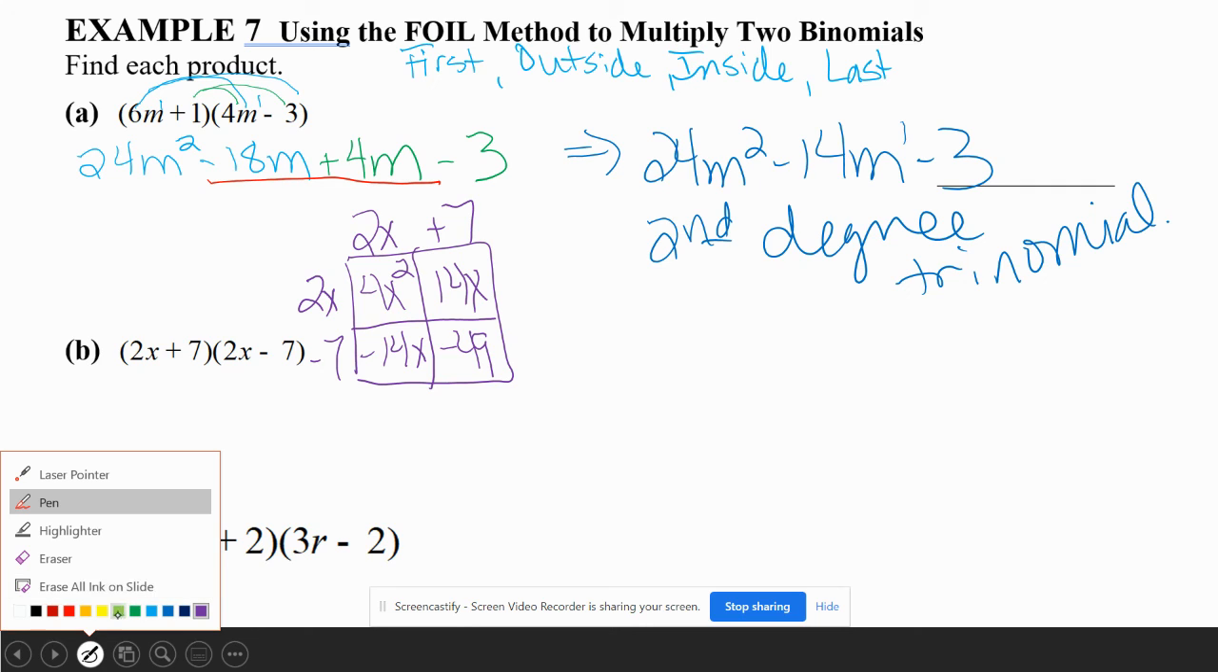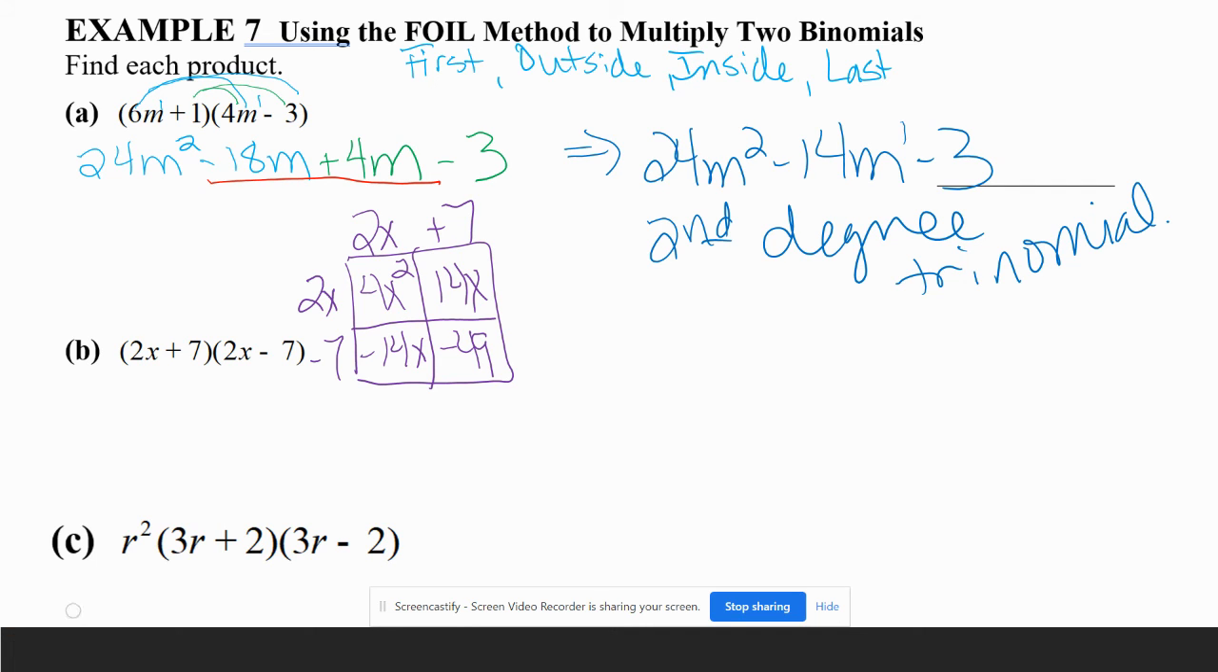Our like terms, most of the time, are diagonal. And this right here is kind of a giant plus sign, which says add your like terms in here and write them out. 4x squared does not have a like term. Negative 14x plus 14x actually adds to 0. And then negative 49 does not have a like term. And so our answer to that multiplication, our product, is 4x squared minus 49.